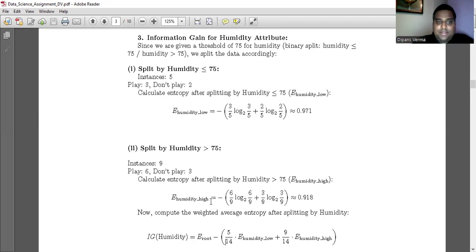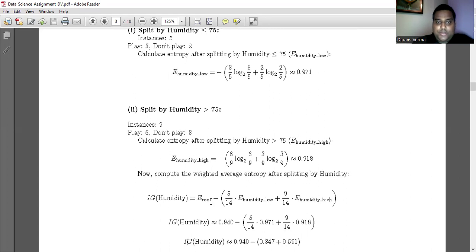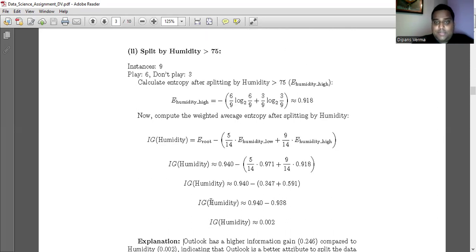Because play is 6 and don't play is 3, again 6 by 9 is P and n is 3 by 9. So you can plug in the value 0.918 and compute it. After that, I will compute the weighted average entropy after splitting by humidity. So I will get the information gain for humidity, that means E root minus 5 by 14 entropy of humidity low plus 9 by 14 humidity high.